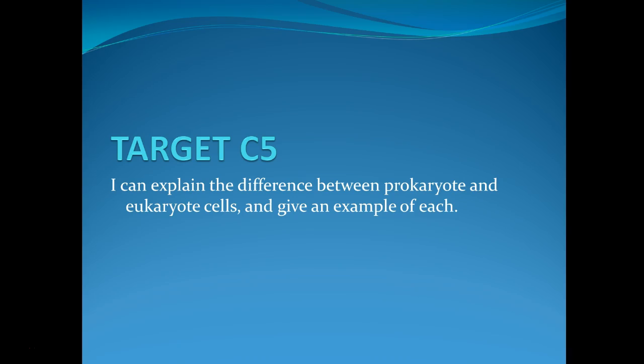In this video clip we're going to look at the last two targets in this introductory section on cells. We're going to start with target C5, which says that you should be able to explain the difference between what's called prokaryotic cells and eukaryotic cells, and you should be able to give at least one example of each of those kinds of cells.